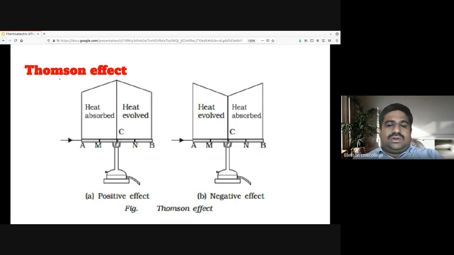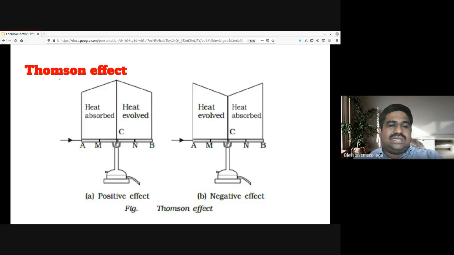So there are two types of Thomson effect. One is called the positive Thomson effect. The other is the negative Thomson effect. In the positive effect, it is found that the hot end is at a higher potential and the cold end is at a lower potential. So heat is evolved when current is passed from the hotter end to the colder end, and heat is absorbed when current is passed from the colder to the hotter end.